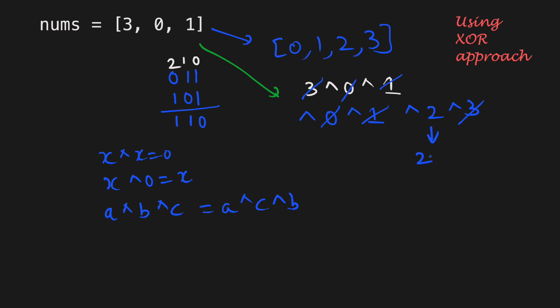Now the time complexity of this approach is again O(n), because first we are XORing all the elements in the array and then XORing it with all the numbers in the range, resulting in O(2n) or O(n) time complexity. And the space complexity of this approach is O(1) because we are using just one XOR variable to store the XOR of all the numbers.